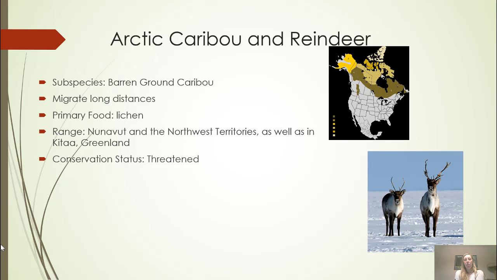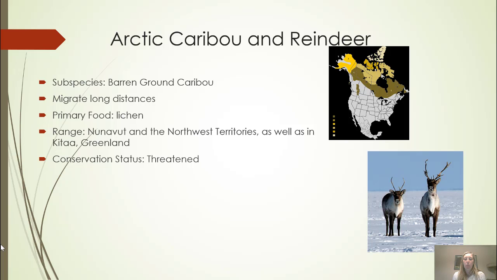And then finally, I'm going to talk about the 5 different subspecies of caribou and reindeer talked about in the paper that was presented for this final. The first subspecies is the barren ground caribou. Like most caribou, they do migrate long distances. They primarily feed on lichen. They are found in Nunavut and the Northwest Territories. You find them in Greenland. They are in a threatened status.